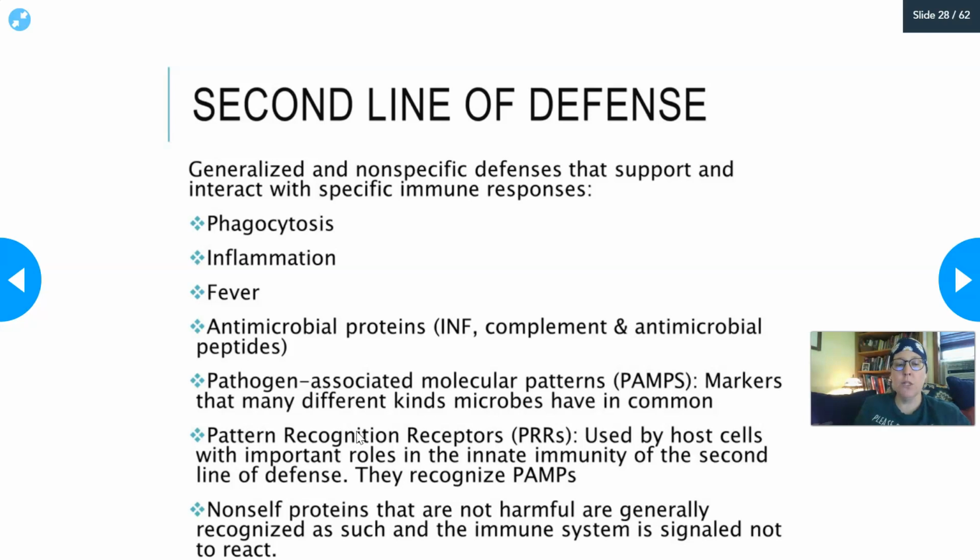And then, of course, non-self proteins that are not harmful are generally recognized as such, and the immune system is signaled not to react. Those would be your bacteria that are part of your flora and your microbiome that are supposed to be there. They're harmless. They have their own kind of ID card, and the immune system recognizes, okay, you're not self, but you're not harmful, so you're good to go.